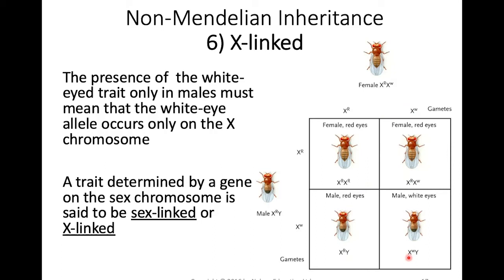For a female to express a recessive X-linked trait, they need to possess a copy on each of their X chromosomes in order for them to express that recessive trait. For males, they only need to possess one copy of the recessive allele in order for that trait to be expressed.